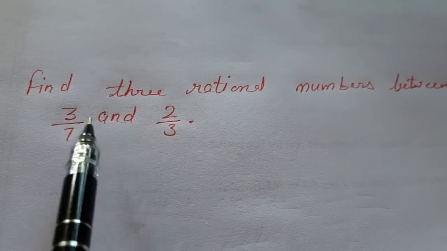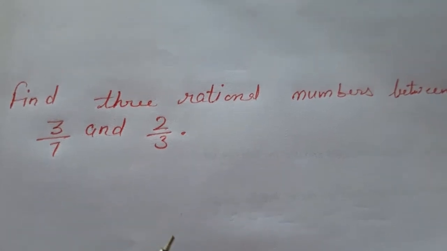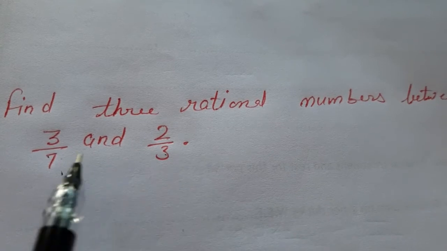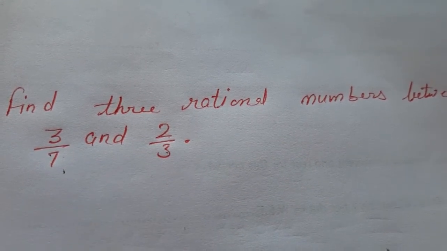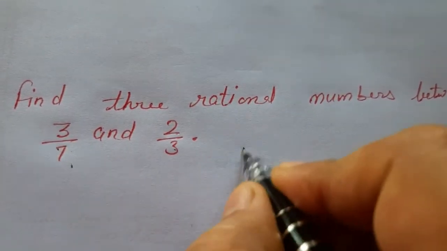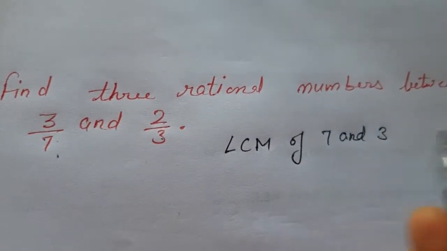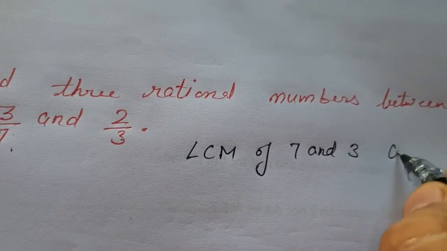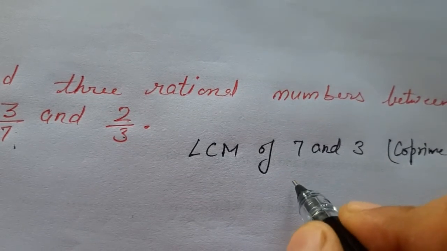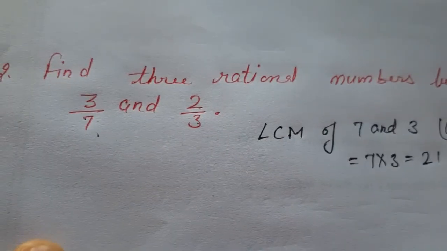Let us move to the next one. Find the 3 rational numbers between 3 by 7 and 2 by 3. So we have to find out the rational numbers in between both the numbers. First of all, let us make the numbers like fractions. To make them like fractions, we have to take the LCM first. So LCM of 7 and 3. As we know, 7 and 3 both are co-prime. So the LCM of co-prime numbers will be the multiplication of the numbers. 7 threes are 21. So 21 will be the LCM.